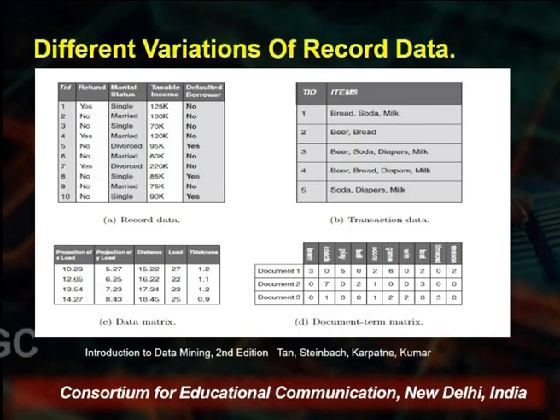If we look at this picture, we can see that there can be different variations of record data. Record data could be transaction data, it could be a data matrix, or it could be a different kind of document term matrix. Data can be represented in the form of matrices, in the form of tables, or in the form of a grid of rows and columns.